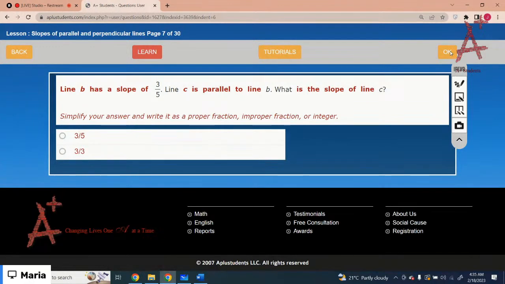Line B has a slope of 3 by 5. Line C is parallel to line B. What is the slope of line C? So which is the correct option? Parallel lines have exactly the same slope. Got it? So the correct option is 3 over 5. Parallel lines have exactly the same slope.